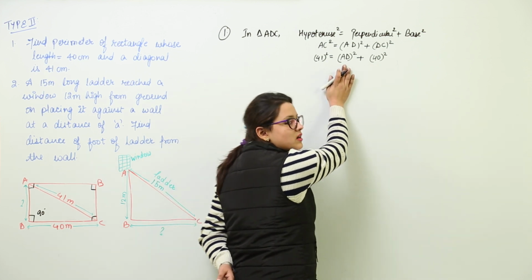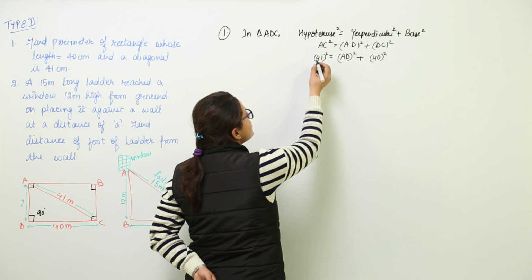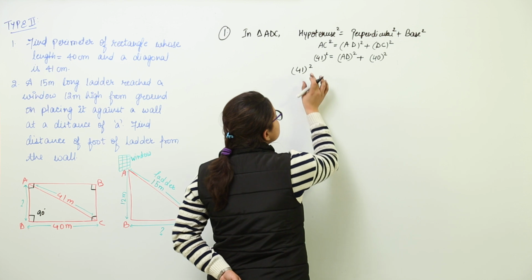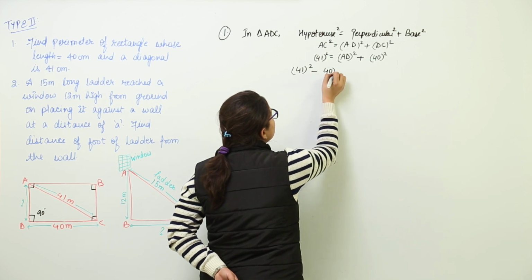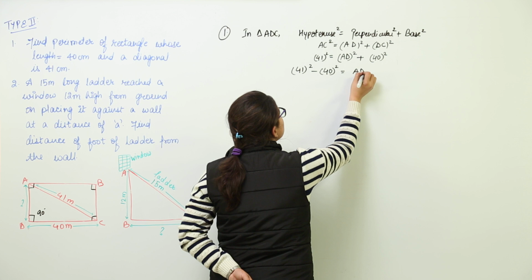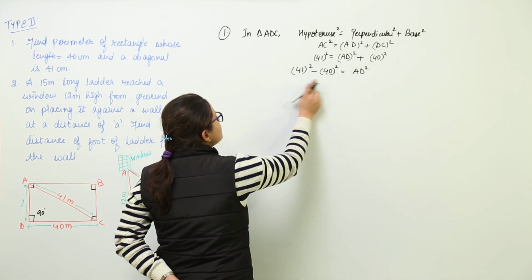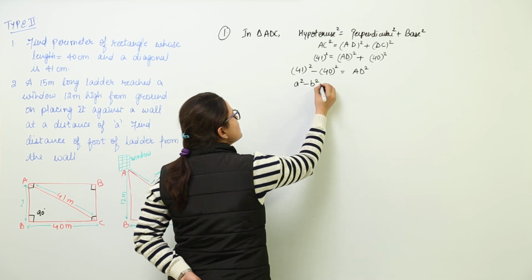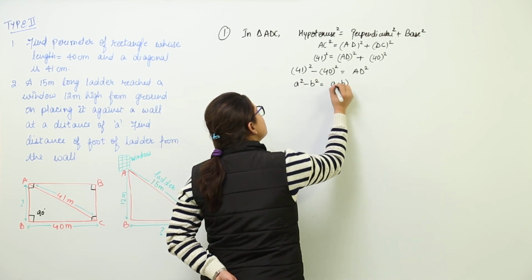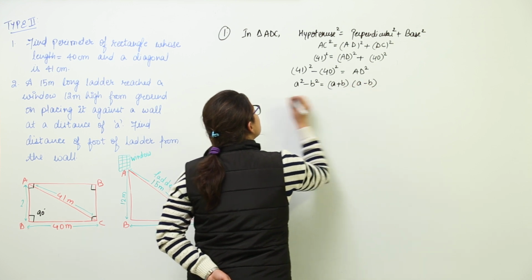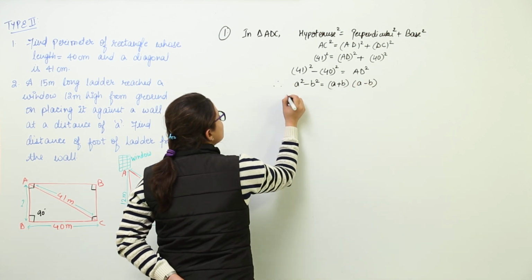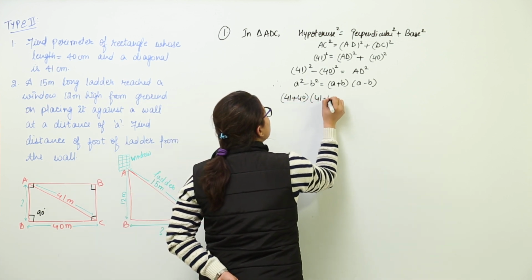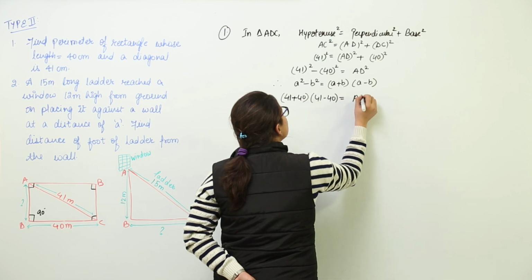Now, how to find this out? Simple, the way that we used to solve. This will remain as it is. We will transpose this to the other side, that will become minus 40 whole square is equal to AD square. Now, we know this algebraic expression property that we have done, A square minus B square. This can be simplified as A plus B into A minus B. So, we can apply it over here. We would get 41 plus 40 and 41 minus 40. That will be equal to AD square.